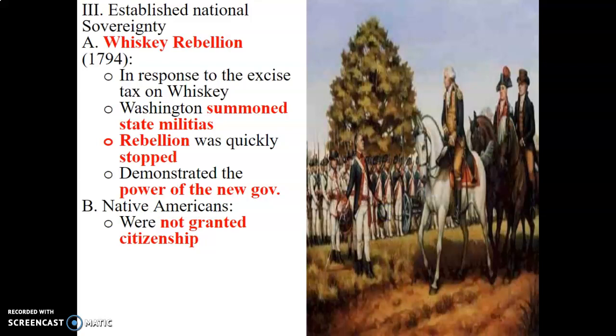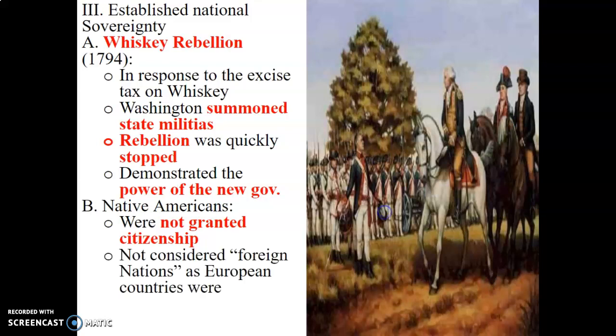They were not granted citizenship, so they were not Americans, so they didn't have all the rights the Americans had. They were not considered foreign nations as European countries were. If they were considered a foreign nation, we could at least trade with them or do treaties with them and all that stuff. But they were not. There's going to be a problem later on.